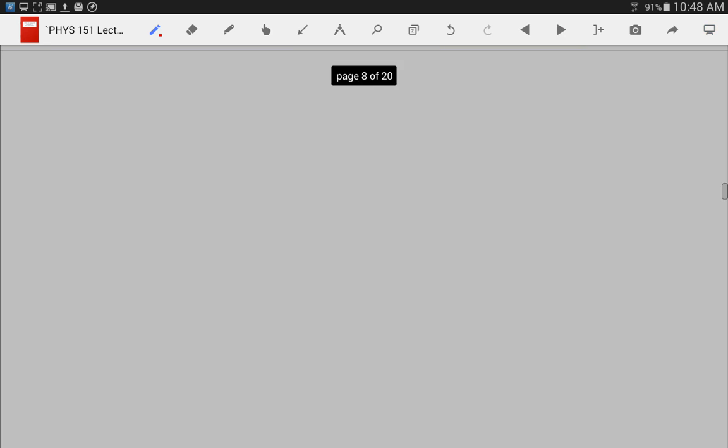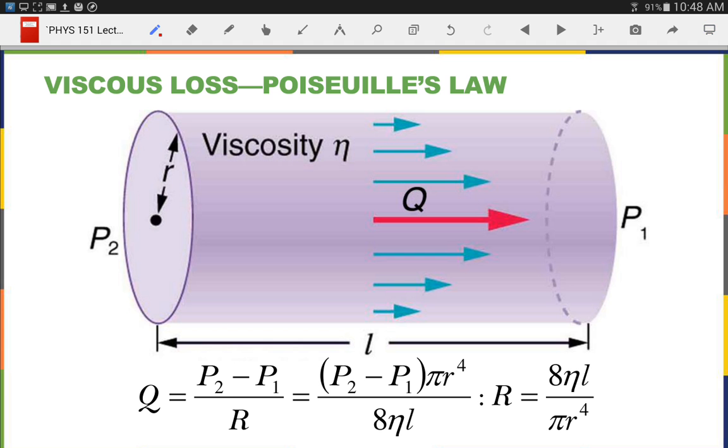Moving on, because I want to spend most of my time on thermodynamics, not on flow. I think this is my last thing on flow. Well, no, because I have Reynolds numbers as well.